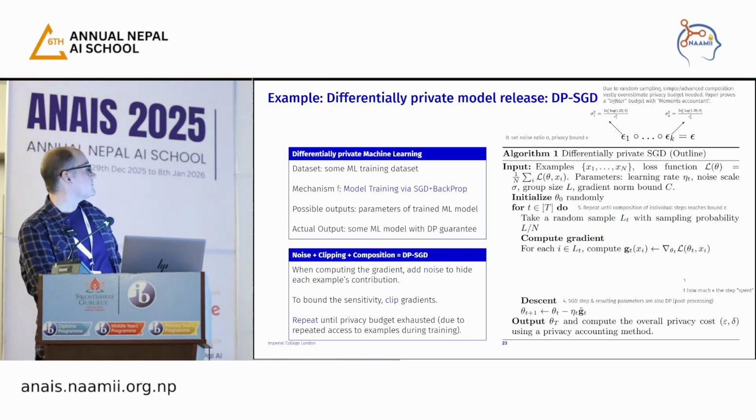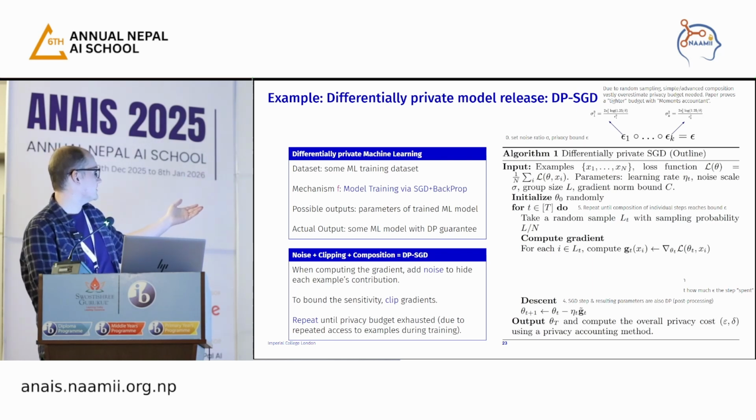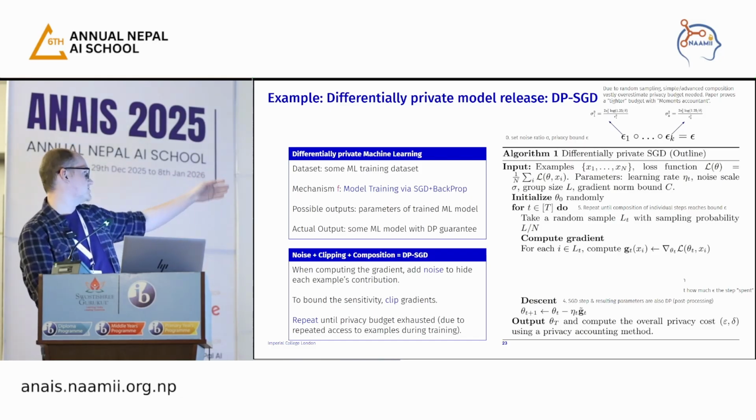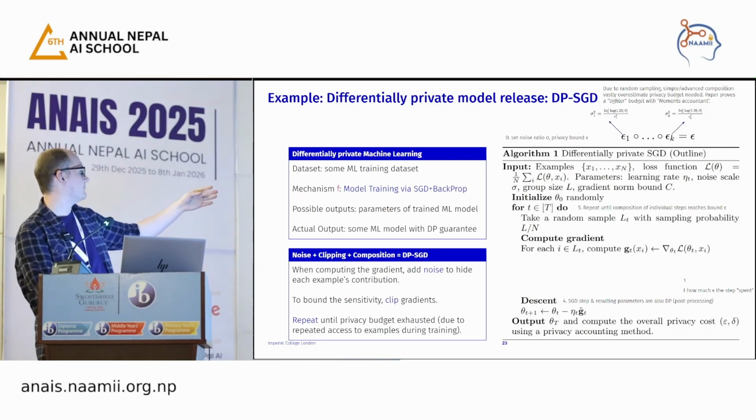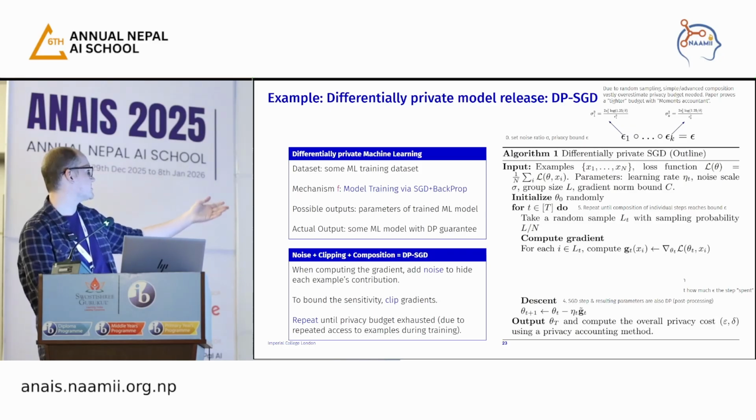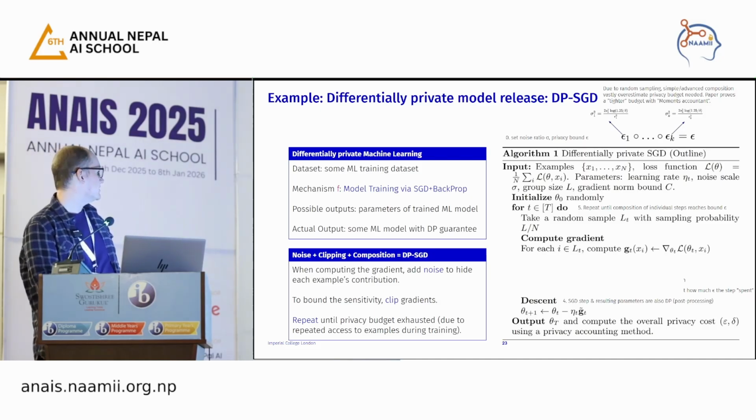So an example of this, and this is where we move again to machine learning territory, is differentially private machine learning. Your input is some kind of machine learning training data set, and your mechanism is model training with stochastic gradient descent, as we have seen multiple times, and essentially backpropagation. The outputs here are the parameters of some trained machine learning model, and the actual output would be a machine learning model with the differential privacy guarantee, right?